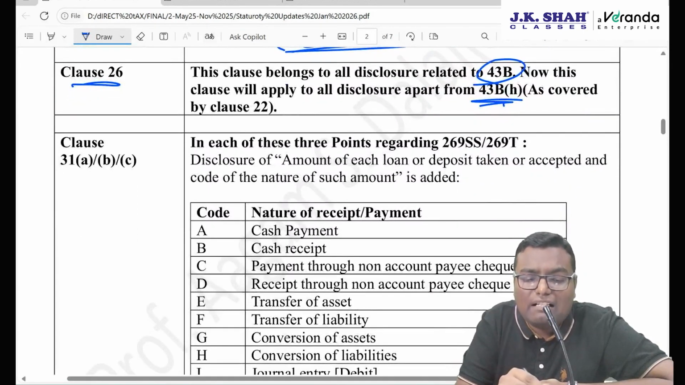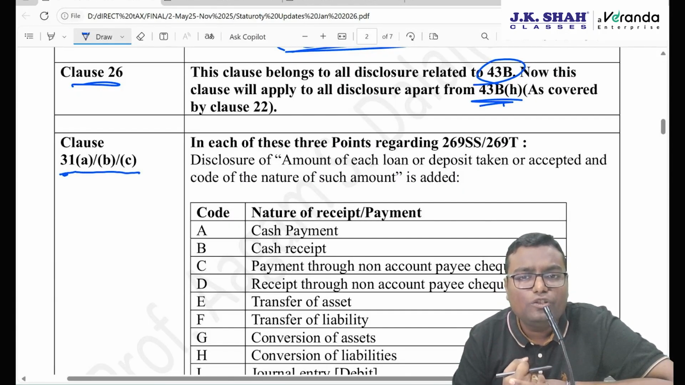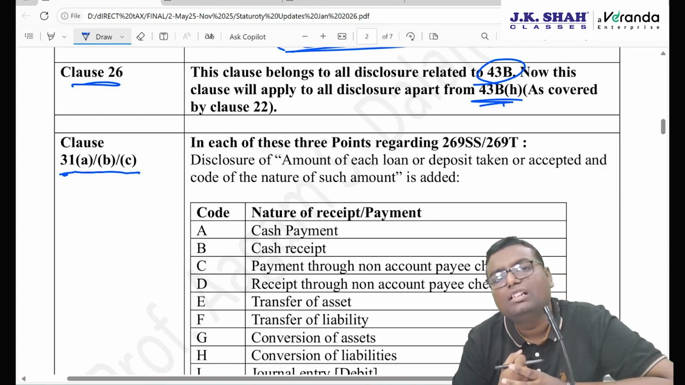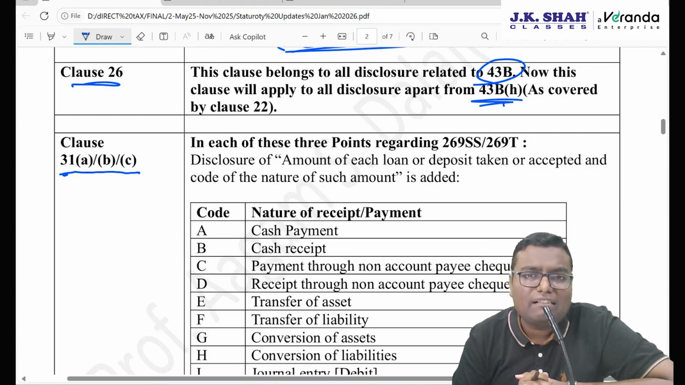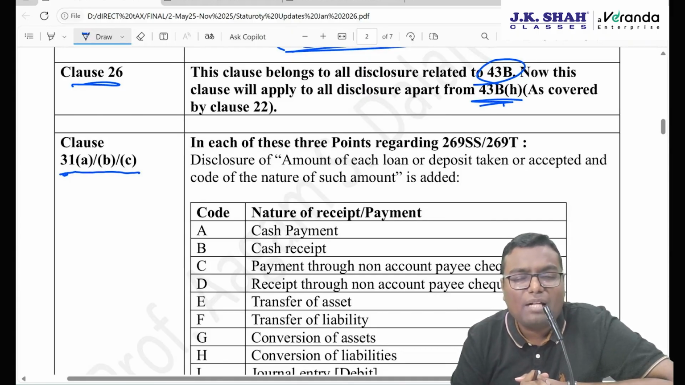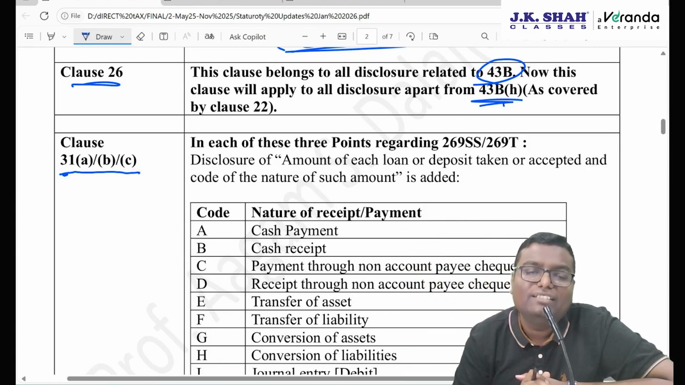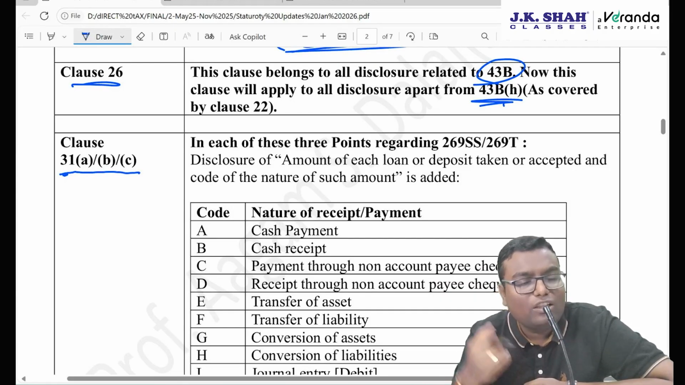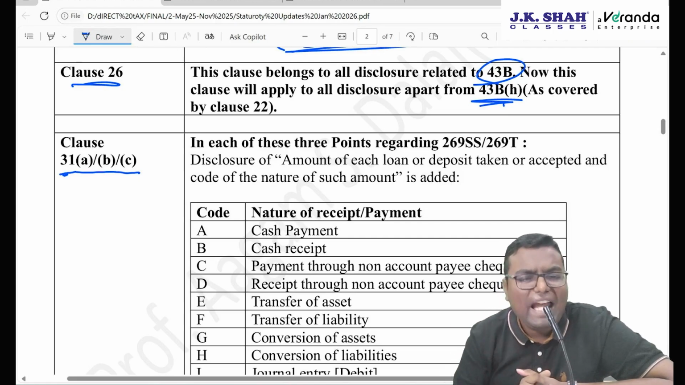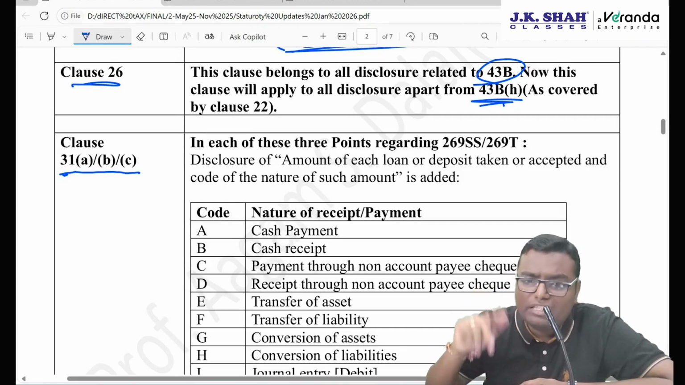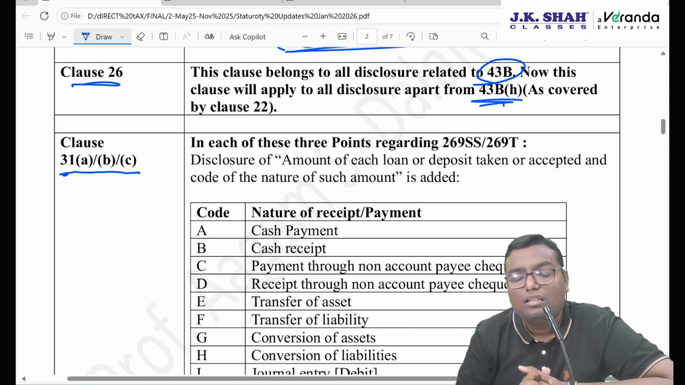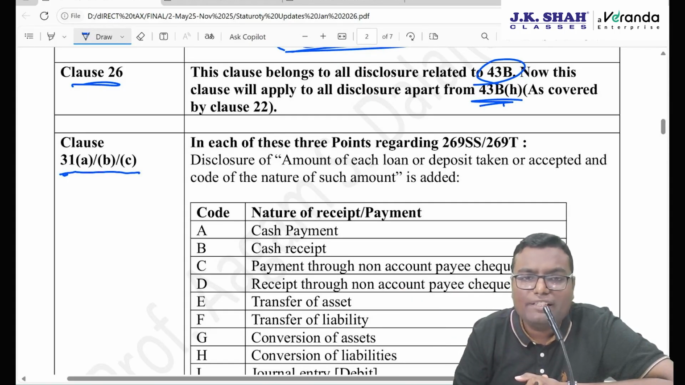Then with regards to clause 31 subclause A, B and C, that is all regarding 269SS, 269T. If any loan, deposit or specified sum is taken or accepted more than 20,000 otherwise than by account payee cheque, draft, or other electronic mode, can I say it will lead to 100% penalty. Similarly, 269T, if the opening balance of loan, deposit, specified sum is 20,000 or more, you cannot repay any amount otherwise than by banking method. Otherwise, it will also lead to 100% penalty. The disclosure is to be given in clause 31 of the 3CD report.